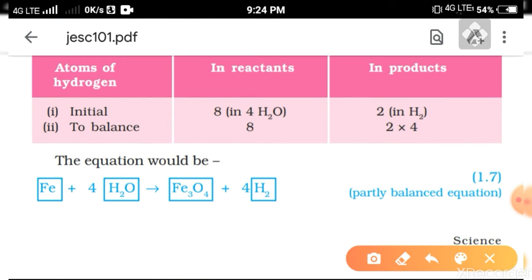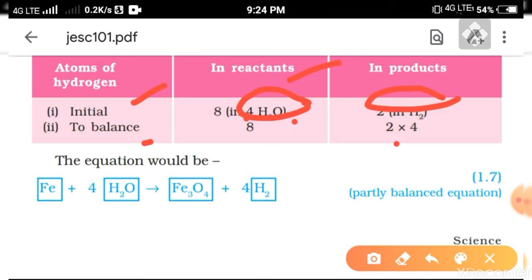Atoms of hydrogen, initial and after balancing. On the reactant side, how many? There are only 2 hydrogen atoms there, but on the other side there are 8. So we have to multiply by 4, giving 4 times 2, which is 8. That means what?